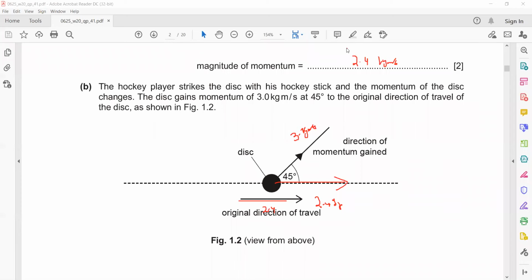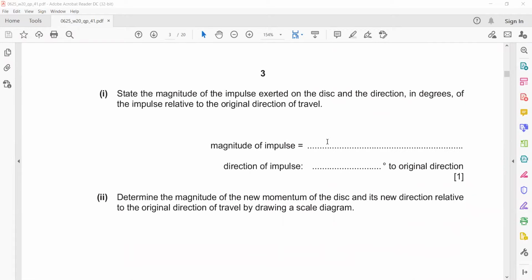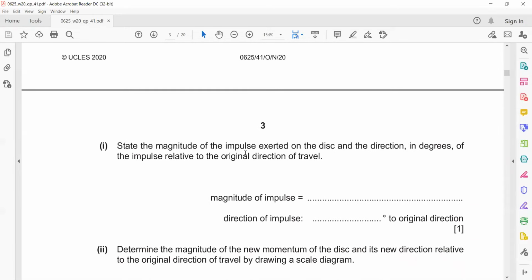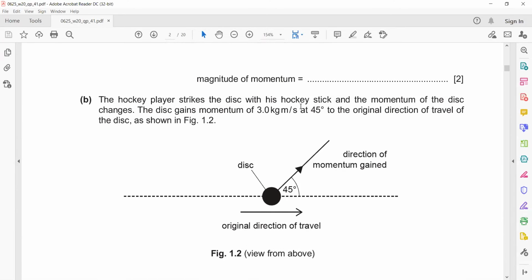The next part, they're asking: state the magnitude of the impulse exerted on the disc and the direction in degrees of impulse relative to original direction. So basically impulse is a change in the momentum. So how will we work out the change in momentum? And we want the direction relative to the original direction.